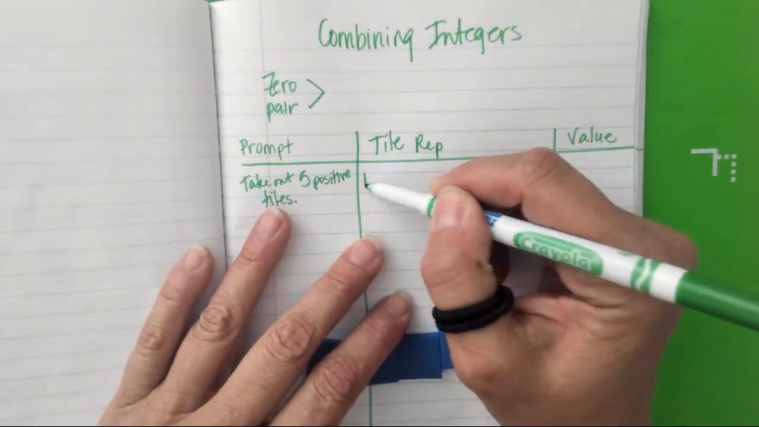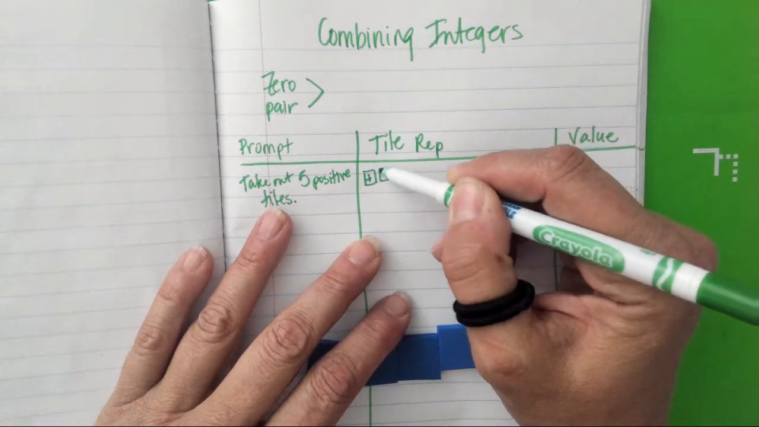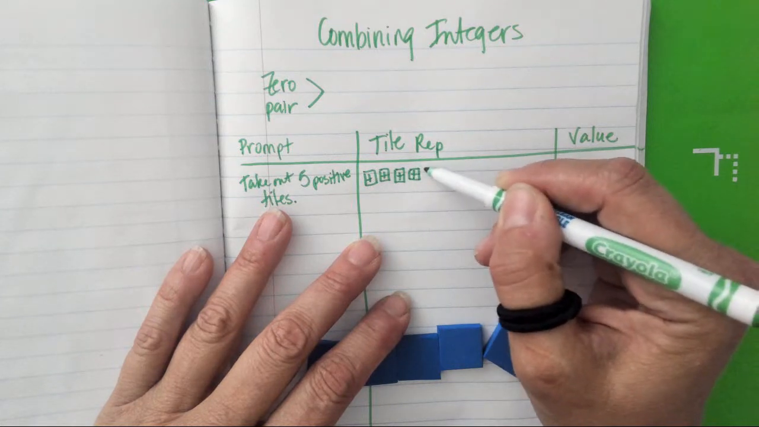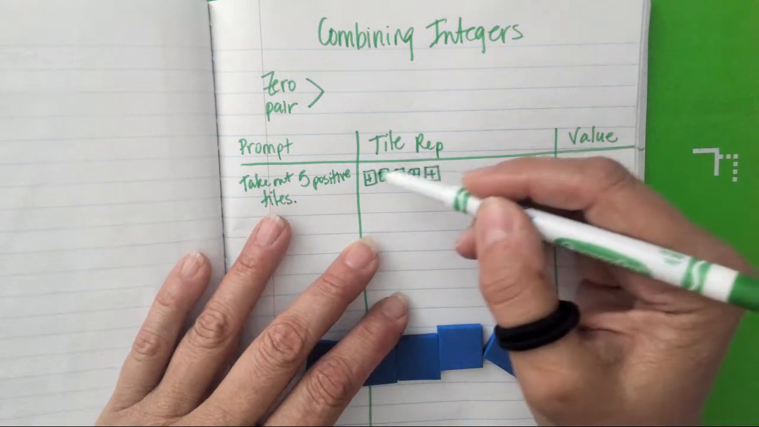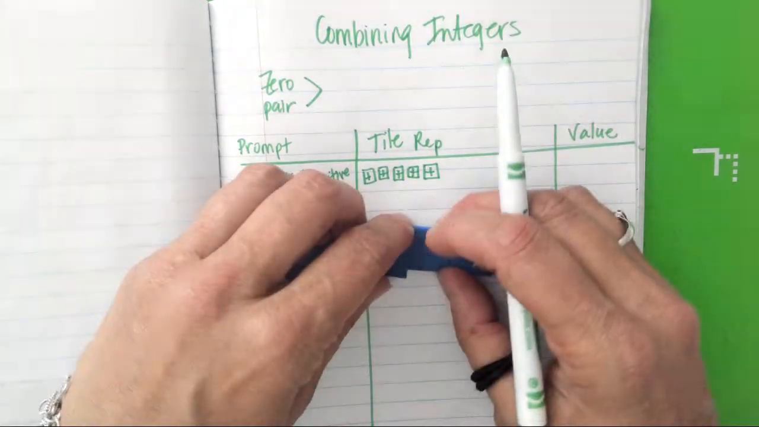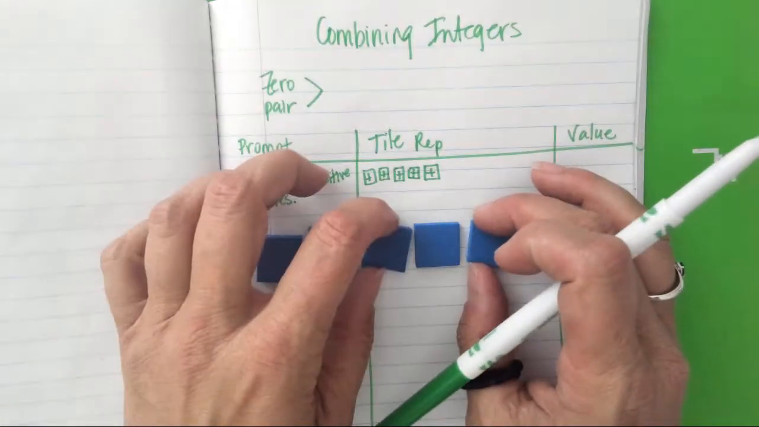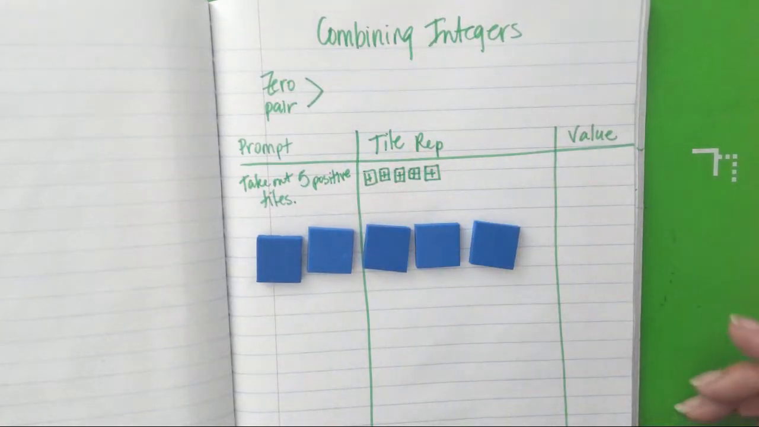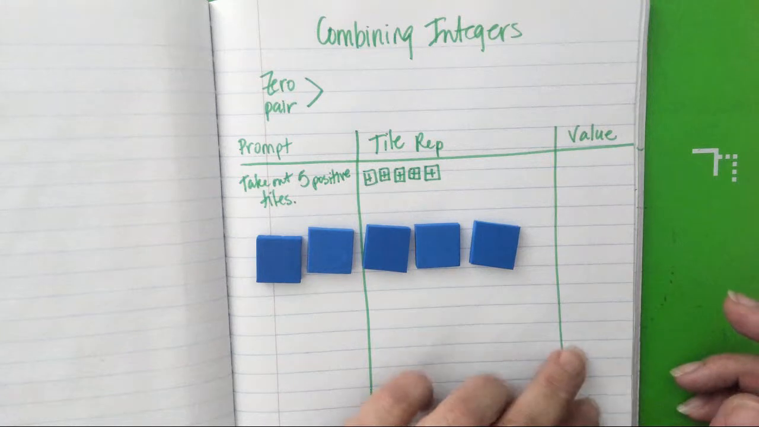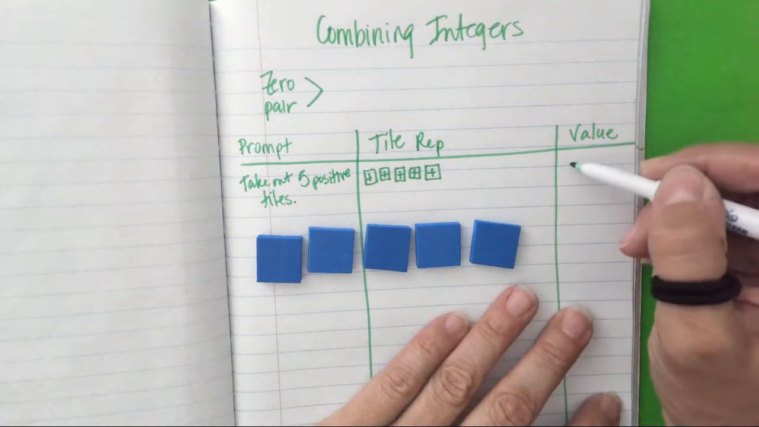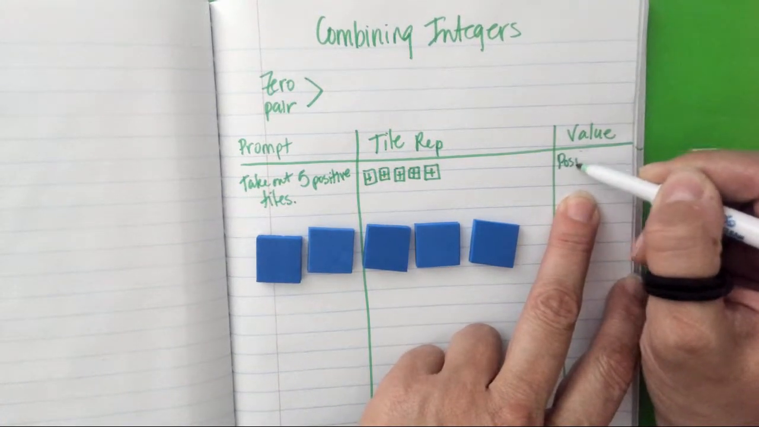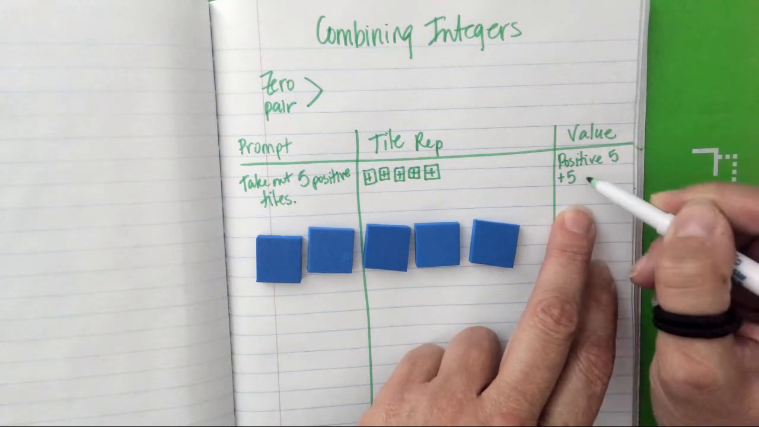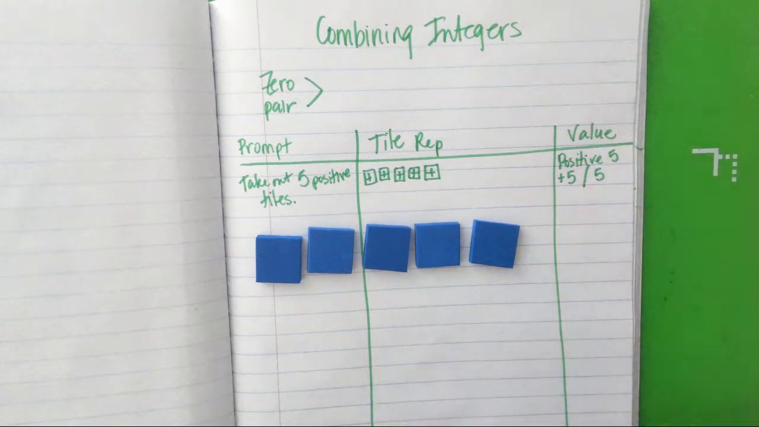So what that's going to look like on a piece of paper, right? 1, 2, 3, 4, and 5. You got 5 blue tiles. Should have it in front of you. So those 5 tiles are positive, right? So the value of this is positive 5, right? Or positive 5, or just a plain 5, right?